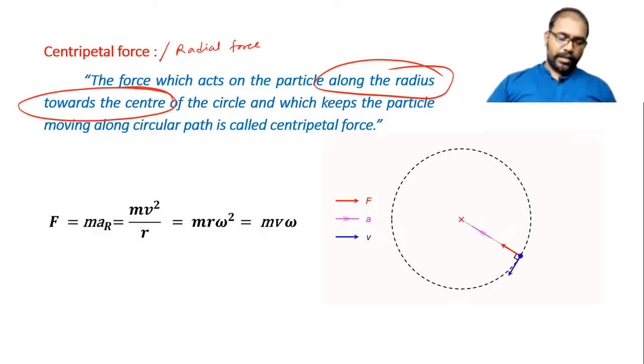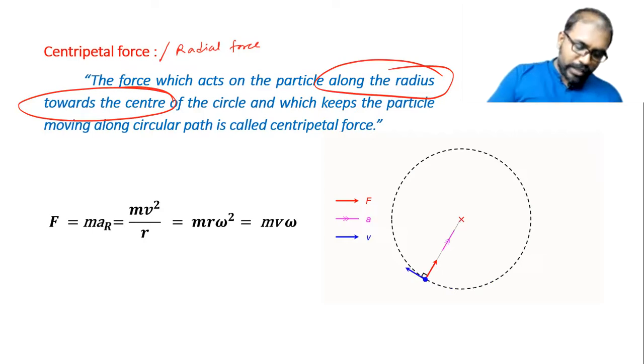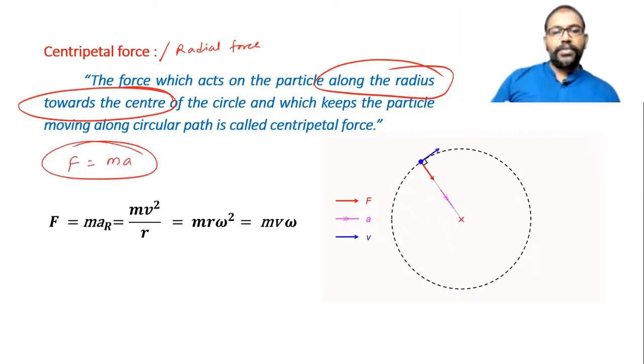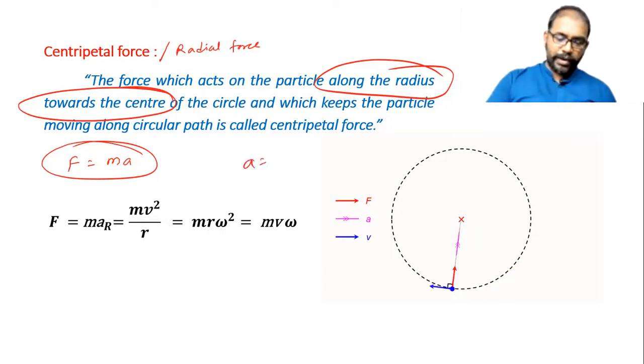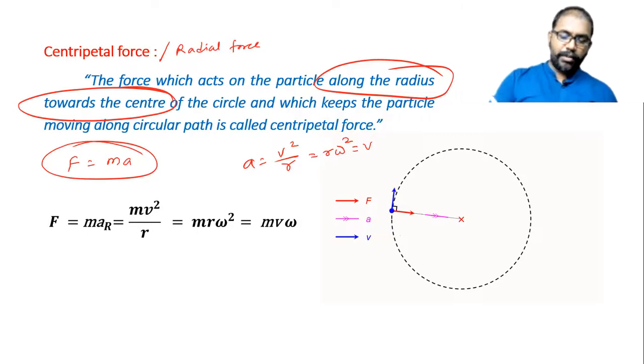Now here, this centripetal force is given by a formula. You know that by Newton's second law of motion, F is equal to ma. So F we can write as centripetal force, m is the mass, a is the centripetal acceleration. And the centripetal acceleration formulas we already learned: v square by r, r omega square, or v omega. These three formulas we learned.